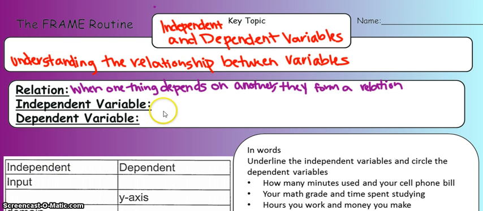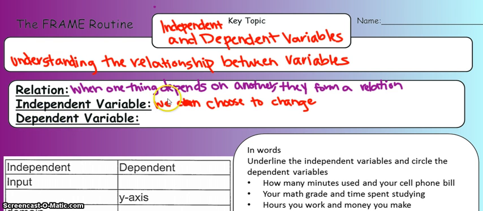Alright, we have the independent variable. The independent variable we can choose to change. So we personally can manipulate the independent variable. We can decide what the independent variable is and what it's going to look like.